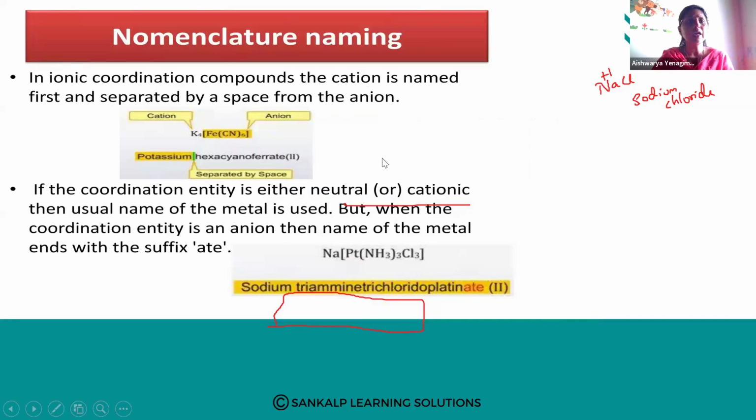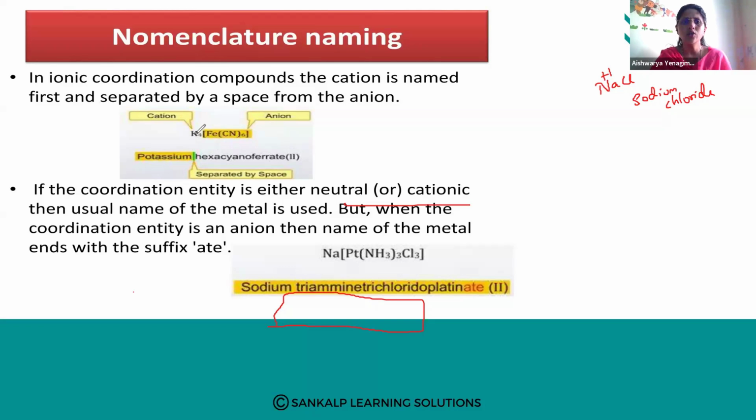Then, in case of ionic coordination compounds, the cation is named first and separated by a space from the anion. Look at this example. K4 is written first, then FeCN6. This is the coordination entity. So the cation comes first, the anion is here. In ionic coordination compounds, the cation is named first and separated by space. You can see here the green ink is shown. It is separated by some space. After giving a space, you will write the complex name.